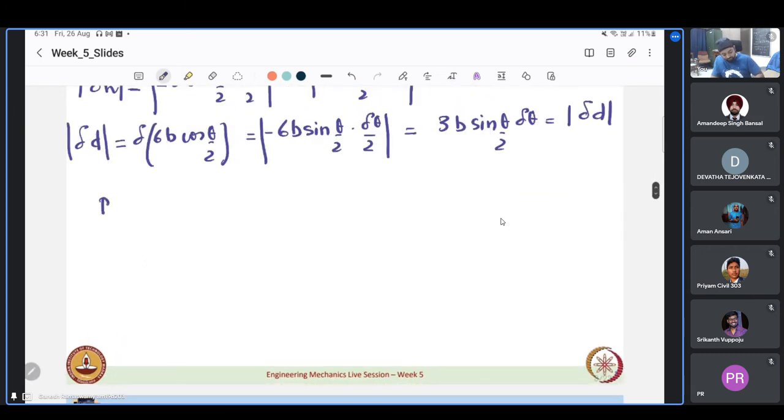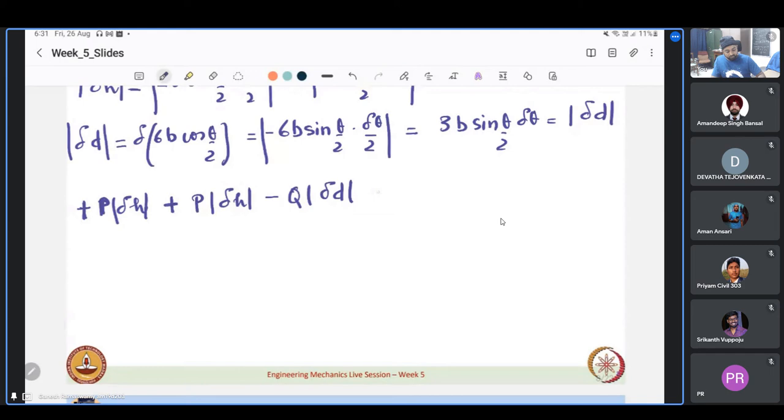So P, this is a positive contribution. And then we have another P which will also do positive virtual work, and this is again positive. And then we have a negative contribution from Q, which will be negative. These are the forces that we need to account for, and this is the principle of virtual work. We have just written the principle of virtual work. So we have accounted for all the active forces.